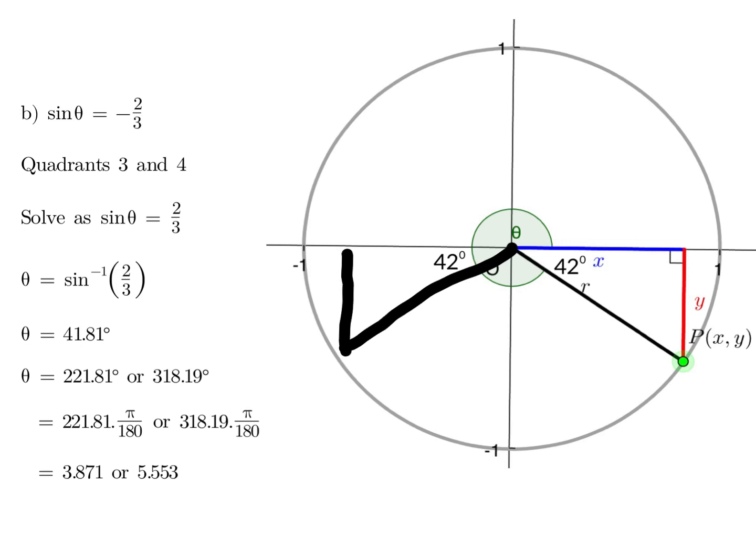So our two angles are 221.81 and 318.19. Enter this on your calculator, but we're not going to create a fraction. We're actually going to do 221.81 times pi over 180. So that gets you 3.871 radians. And the second one is 318.19 times pi on 180, and that gets you 5.553.